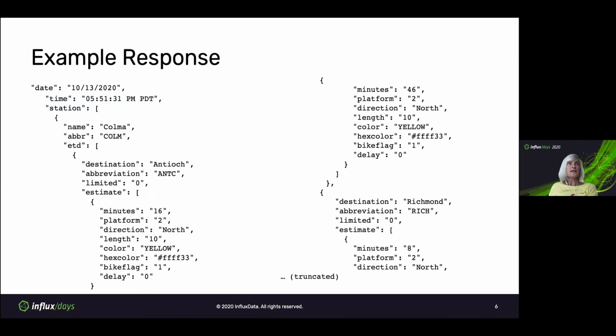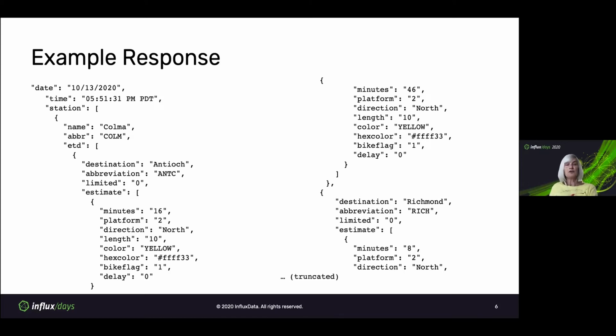As an example, this is just a partial response. I had to truncate it because it doesn't fit on the screen. What it gives you is time series data, which is the time they're estimating. So ETD, estimated time of departure for the next train, in how many minutes it's going to come, the platform it's going to come in on, whether it is running late, or running on time.